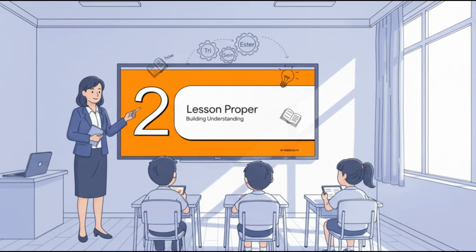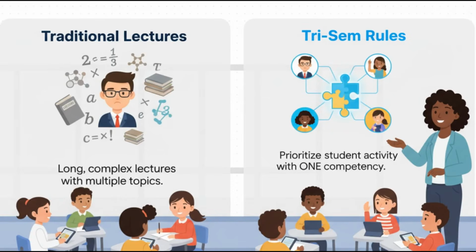Section 2, lesson proper, building understanding. Now, what's really interesting here is the shift in mindset it requires. Think about the traditional approach. We're used to long, complex lectures trying to cram in multiple topics at once. But under the new Tri-Sem rules, you must prioritize student activity with exactly 1 competency per lesson.